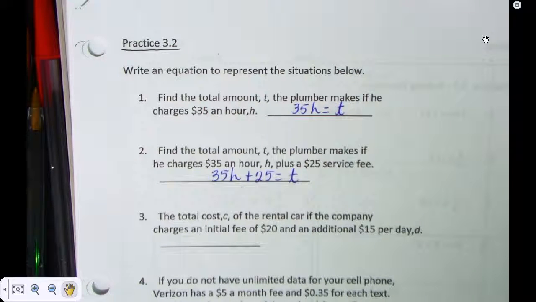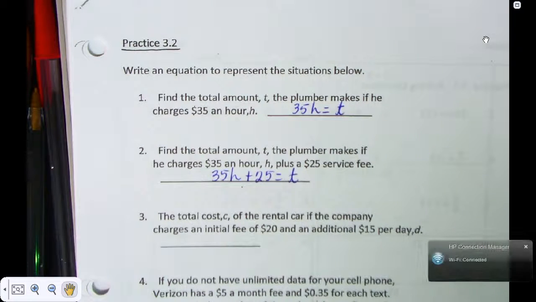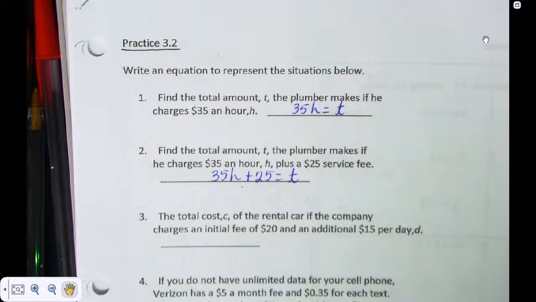No, no. Because you're saying 35 times the total what? You're charging $35 an hour plus 25. Okay? Doesn't that make sense?